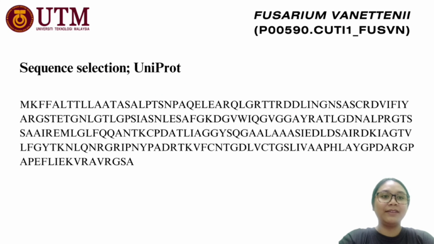Moving on to our selected fungi, which is Fusarium vanettenii, also known as Neocosmospora pisi. These fungi have the Cat1 gene and contain 230 amino acids. From the UniProt database, we can analyze the specific protein sequence that we will use to perform the structural and functional comparison with the selected bacteria. Here are the 230 amino acids of Fusarium vanettenii that we will use for the fungi-bacteria comparison.